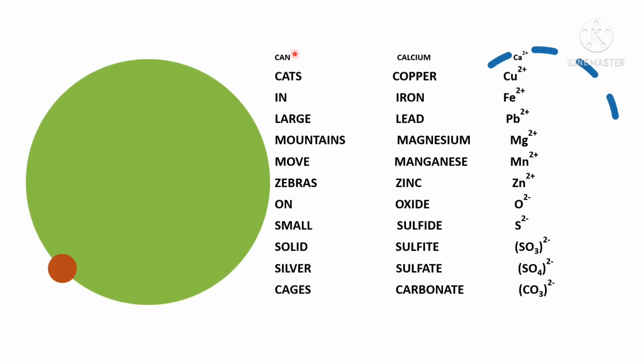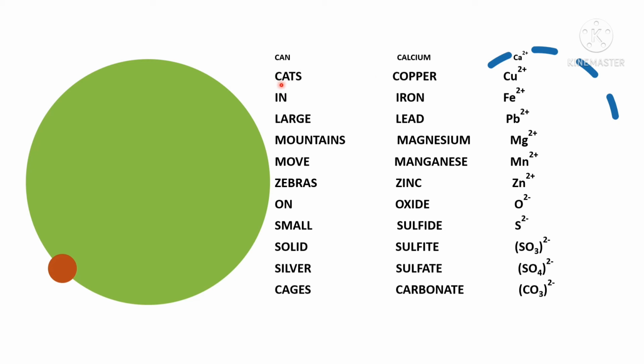Similarly, if you learn the sentence, can cats in large mountains move zebras on small solid silver cages, you will be familiar with the elements and radicals with valency 2. For instance, when you take can, it begins with the letter C, so the element representing it is calcium, Ca2 plus.